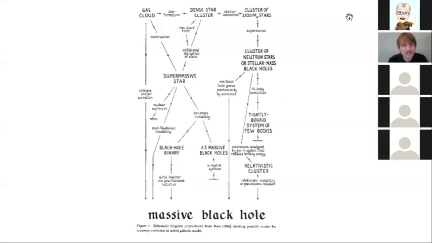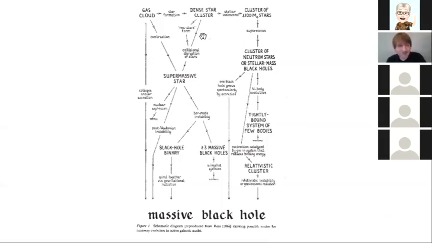Now, there are a number of ways that we think you can produce a very, very massive seed for a supermassive black hole. This is a classic Rees diagram. Lord, Sir, Martin Rees, or Sir, Lord. I'm not sure. I'm not much of a monarchist. But this is a rough summary, at least from a 1980s perspective, of all the different ways you might be able to make a supermassive black hole.